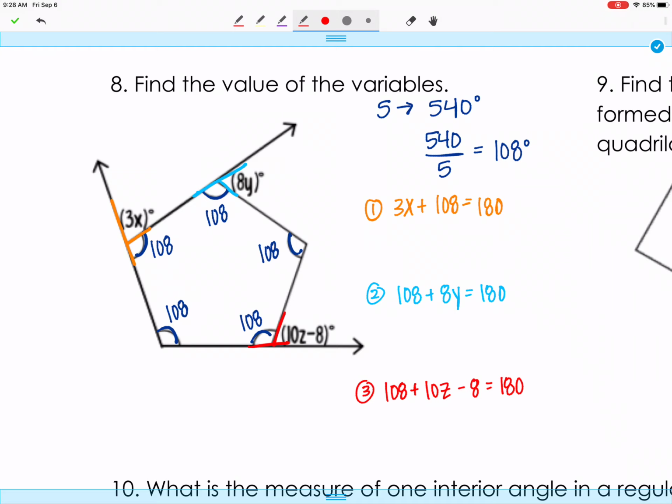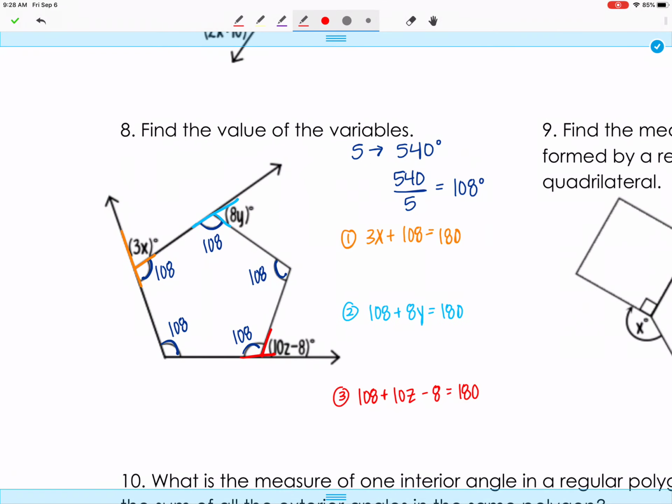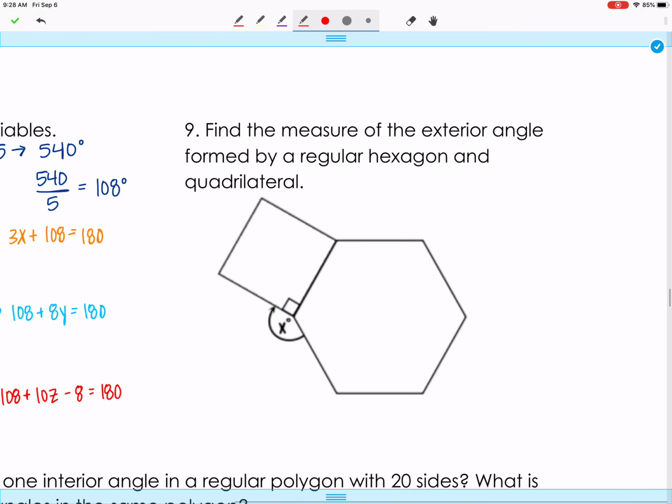And then you can finish all those out because at this point they're just like multi-step equations. Okay, so finish working out, find x, y, z, and then let's look at 9.